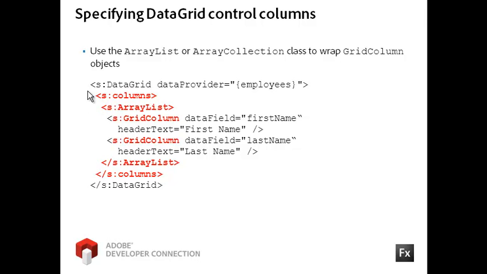Within the columns property block, add an array list or an array collection instance. Remember that you should use the array list class if you are not implementing any advanced sorting of the data. Then within the array list or array collection class, you create one or more grid column instances that reference the data field from the data provider to display along with the header text property for the column header.